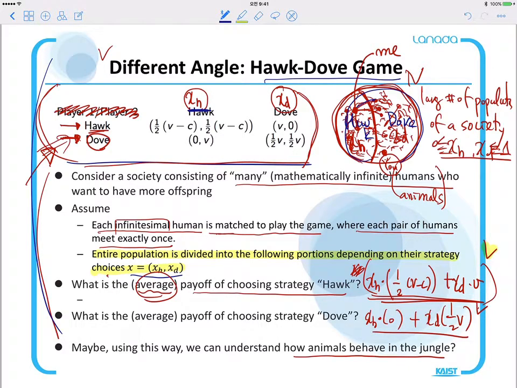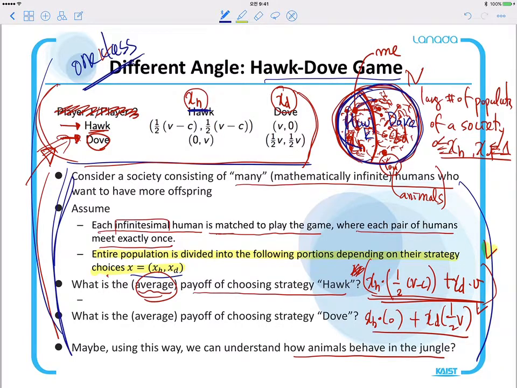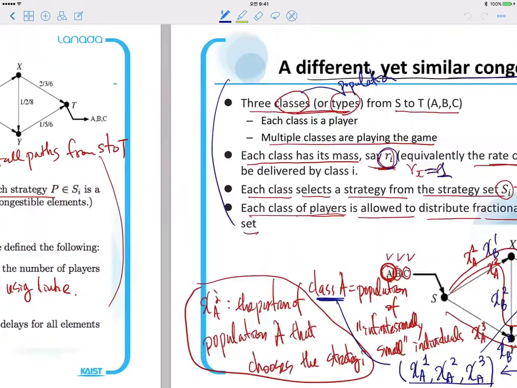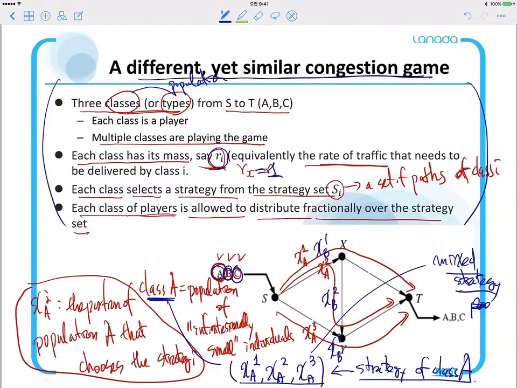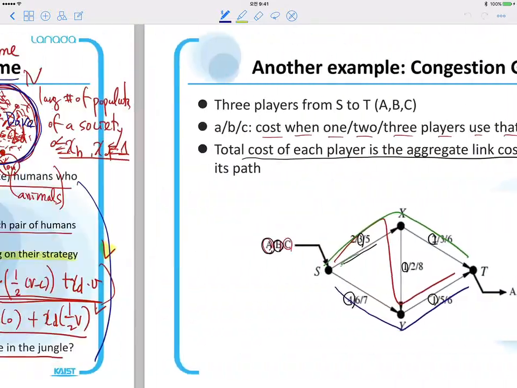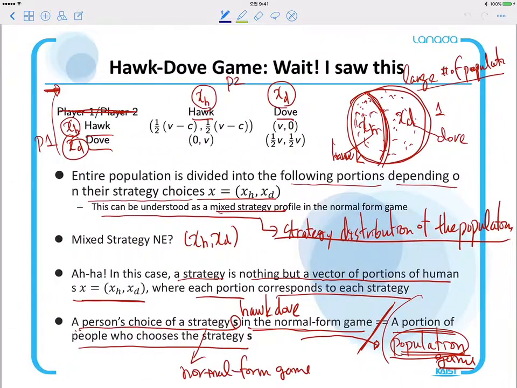Now, what's the difference between this congestion game and this game, the Hawk-Dove game, at this population game level interpretation? Here there's only one class, right? Because I'm only considering one society. And then we think about different distributions of the people, or the portion of the people, which use different strategies. But here I have 3 classes. That's the difference. But essentially the remaining thing is the same. So if you remove the A and B, then this game is almost similar to this one. But the situation in which I'm generating the game is a little bit different.